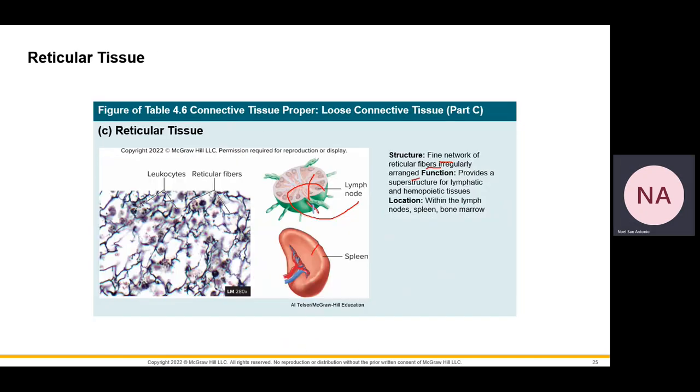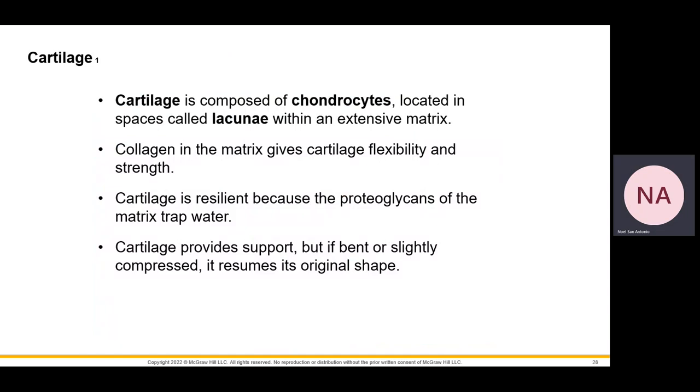So let us first discuss the cartilage. Okay? So cartilage is composed of chondrocytes. So that's how we call the cells of our cartilage tissues. Chondrocytes. Chondro means cartilage. Cytes means cells. They are located in spaces called lacunae within an extensive matrix.